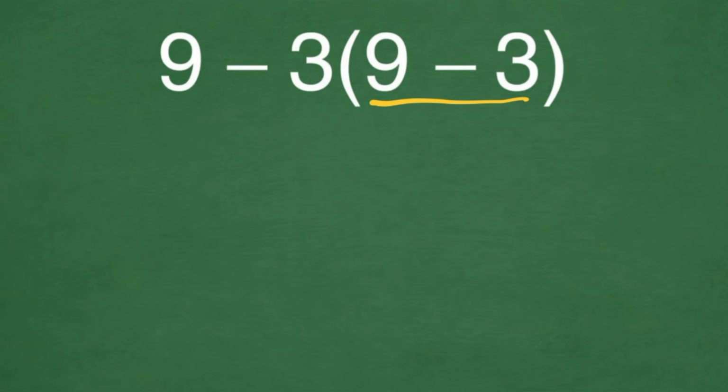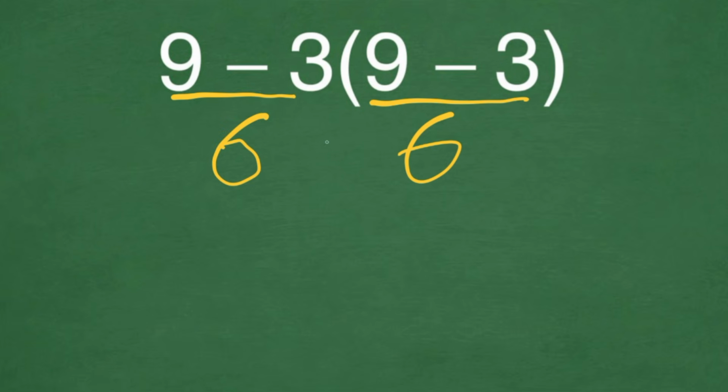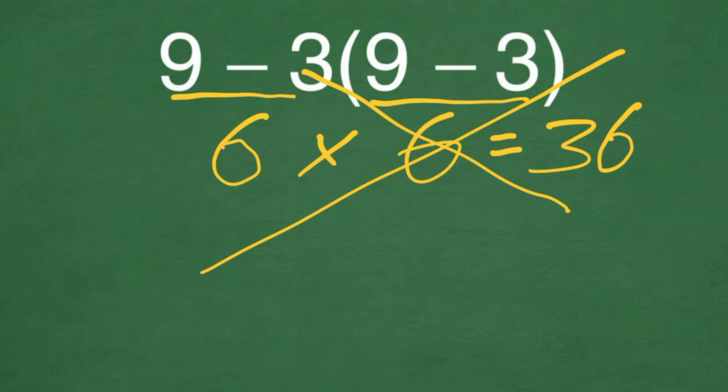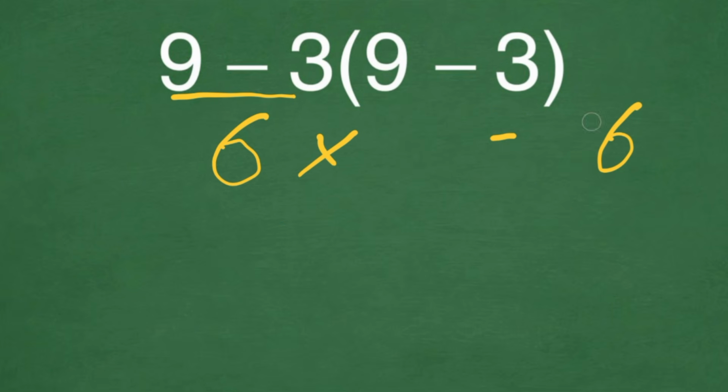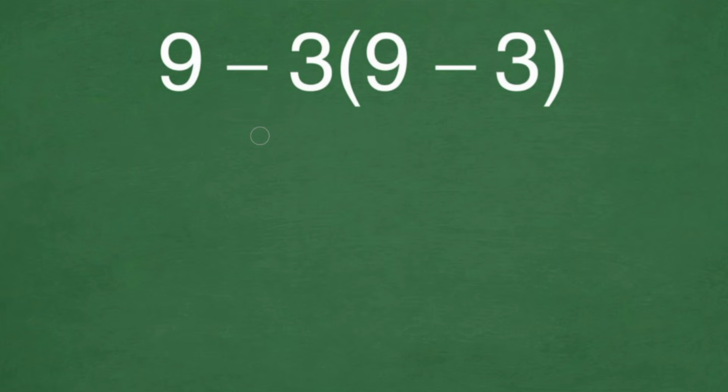9 minus 3 gives us 6. And again, 9 minus 3 gives us 6. And 6 times 6 is equal to 36. But this answer is not correct, because according to the order of operation, PEMDAS, the order we need to follow when we are dealing with operations like this.